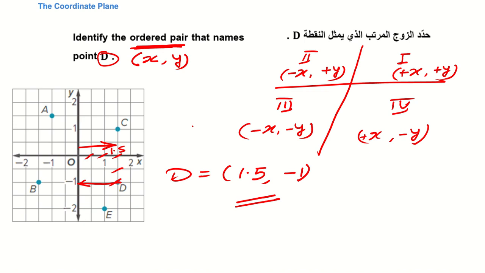Okay, I suggest you pause the video and write all the coordinates, the ordered pairs for A, B, C and E. Write the ordered pairs in the comments.